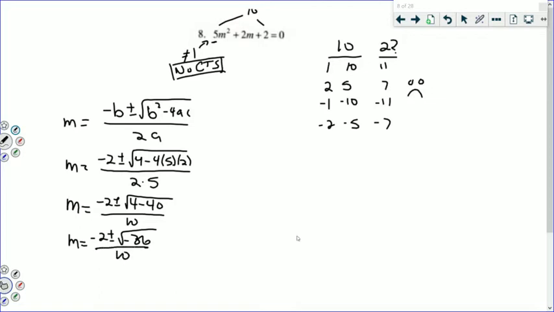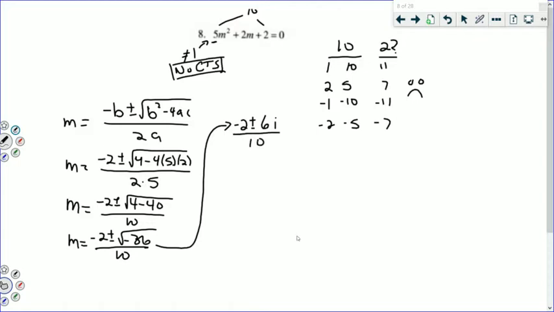I'm going to just go up here so I don't have to keep scrolling and you can see all this stuff. So then we're going to simplify that radical. So negative 2 plus or minus, the negative becomes an i, and the square root of 36 is 6. So it's just negative 2 plus or minus 6i over 10.